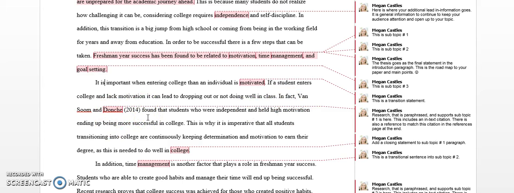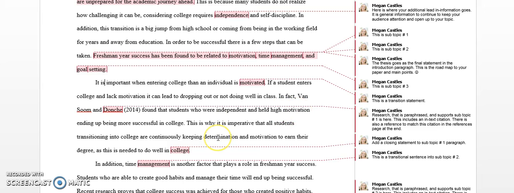This is where I have incorporated research that I found in the GCU library from a peer-reviewed scholarly article, and I did paraphrase. So I used those reading strategies on pages 70 to 73 to understand what the article was explaining, thought about it, took down some notes, and then I wrote it in my own words. And I made sure that it did relate specifically to my first subtopic.